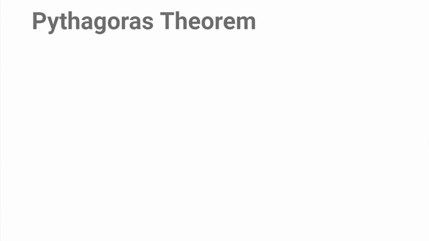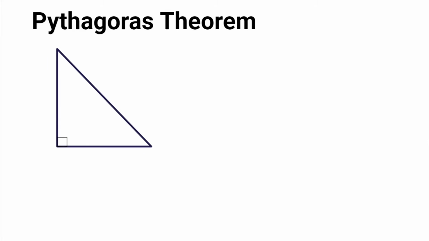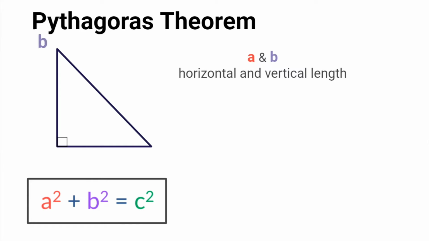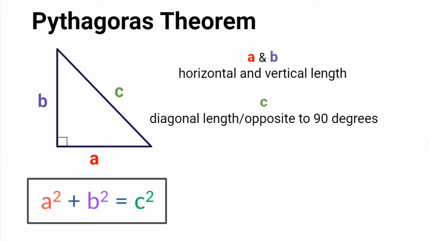To begin with, Pythagoras theorem tells us that we can use this theorem on right angle triangles. That means when we are dealing with the 90-degree triangles, that's when Pythagoras theorem can be applied. And the formula for Pythagoras theorem was a squared plus b squared equals c squared, where a and b were the horizontal and the vertical lengths, and c is the diagonal or the one that's opposite to 90 degrees.